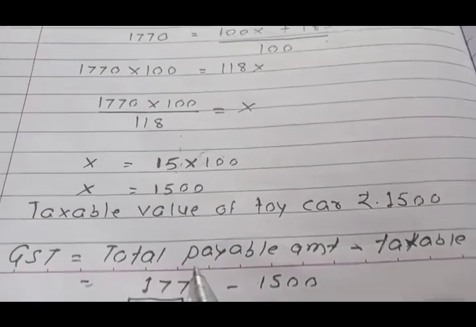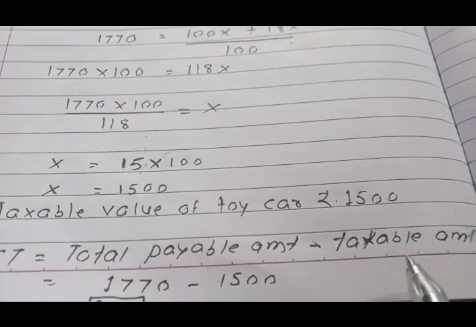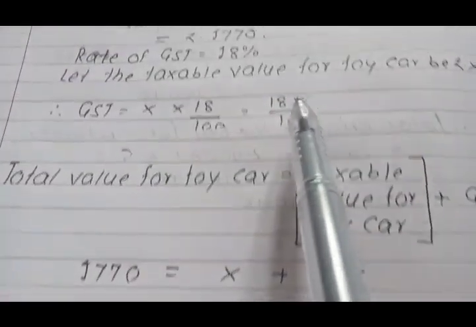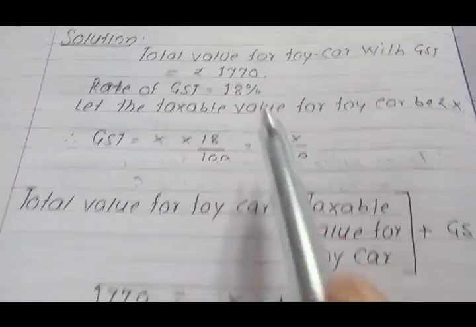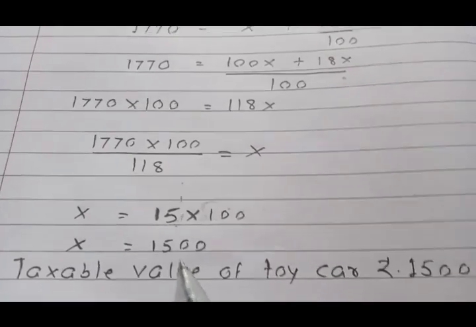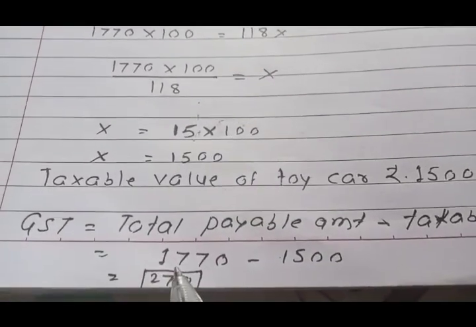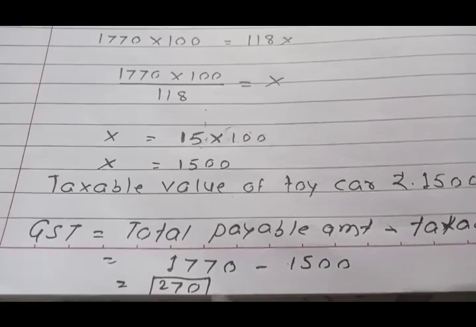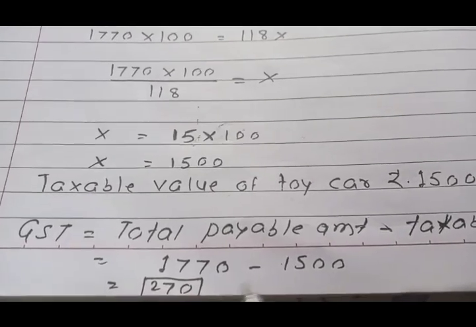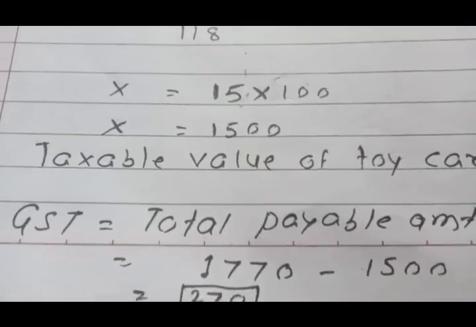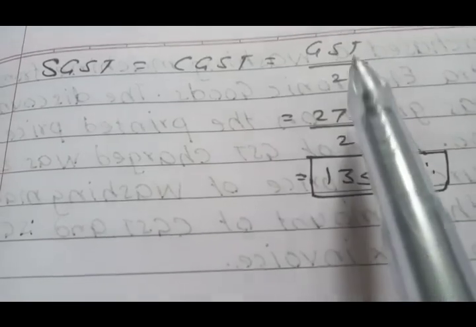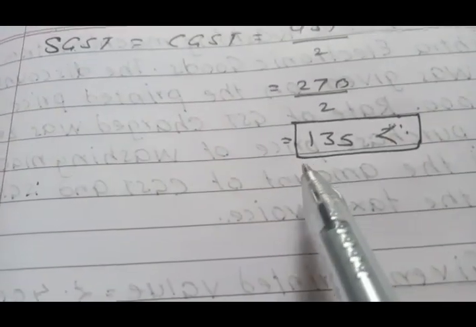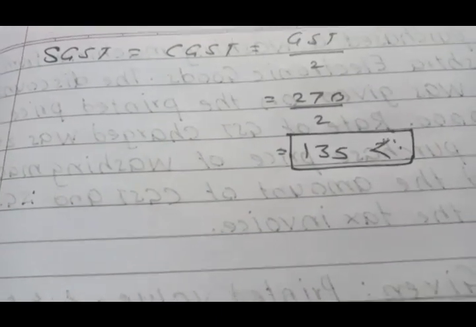Then GST equal to total payable amount minus taxable amount. Total amount here 1770 and taxable amount here 1500. So subtract 1770 minus 1500, so GST 270 rupees. GST 270, so SGST equal to CGST equal to GST upon 2 formula. So GST 270 upon 2, so SGST equal to CGST equal to rupees 135.